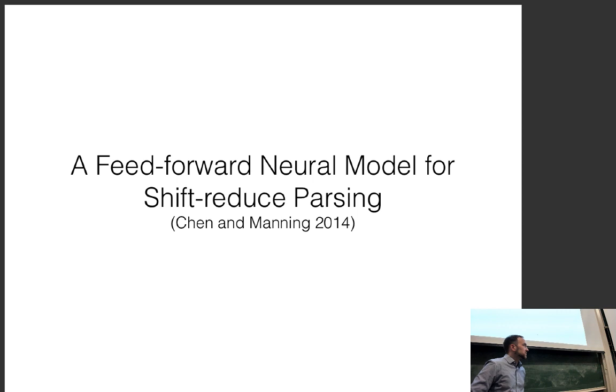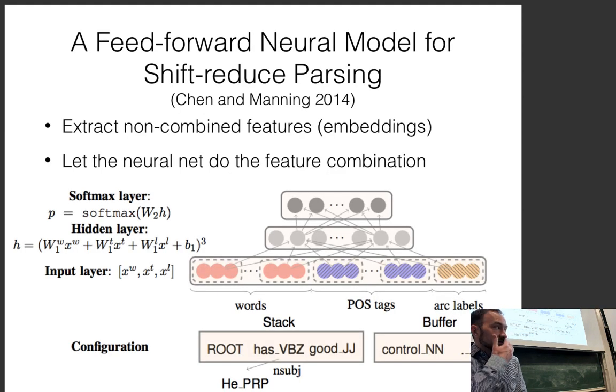Okay, so this was just an overview of the reading mostly, and then I'm going to go through a bunch of models and methods that we use for parsing with neural networks. The first example is a feed-forward neural model for shift-reduce parsing. So basically the idea here is that we do not want to design all the feature combinations ourselves, but rather offload the learning of the feature combinations into a neural network.